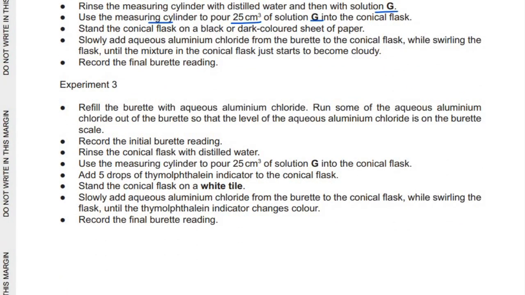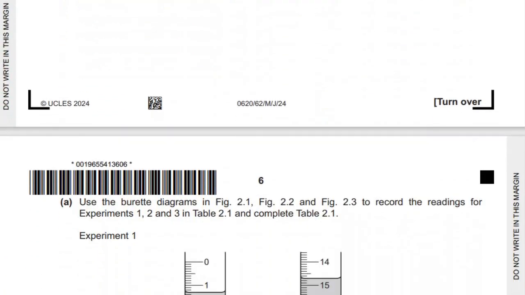Experiment 3, now what is happening is we are repeating the same experiment. You can always pause the video and read the whole question. The same thing, but use the measuring cylinder to pour 25 cm³ of solution G into the conical flask. Add 5 drops of thymolphthalein indicator to the conical flask. Stand the conical flask on a white tile and slowly add aqueous aluminium chloride from the burette to the conical flask while swirling. Record the final reading. The thymolphthalein indicator changes color during this, and we are going to record that final reading.